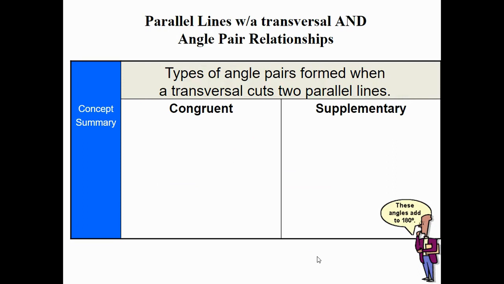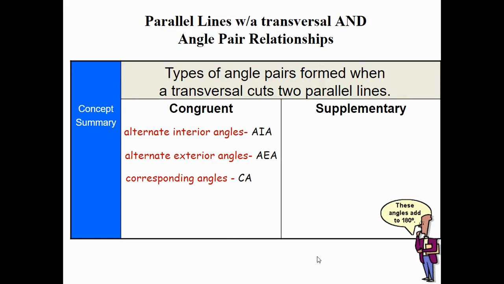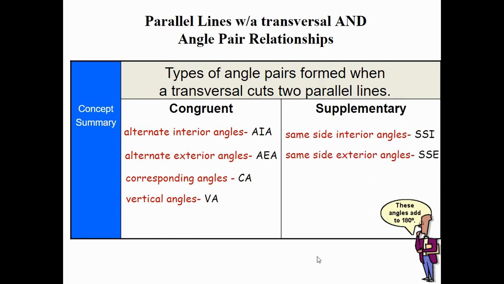So in order to do that, we'll just review the types of angle pairs formed when a transversal cuts those two parallel lines. We have alternate interior angles are congruent. Alternate exterior angles are congruent. Corresponding angles are congruent. Vertical angles are congruent. So that means they all equal the same. The kind that add up to 180 are the same side interior angles, same side exterior angles, and the linear pair that are along a line. So keep those justifications in mind. Come back to this slide if you need to.